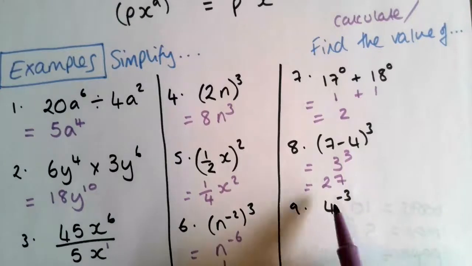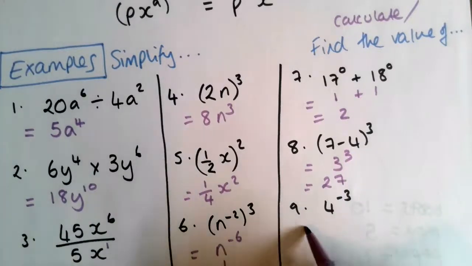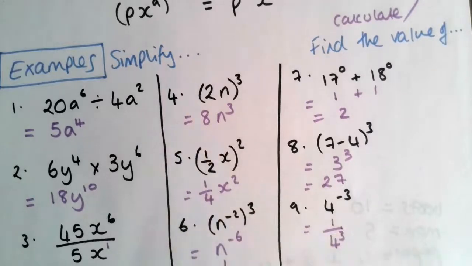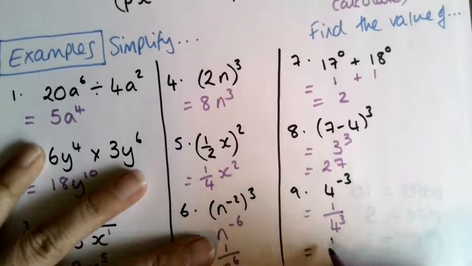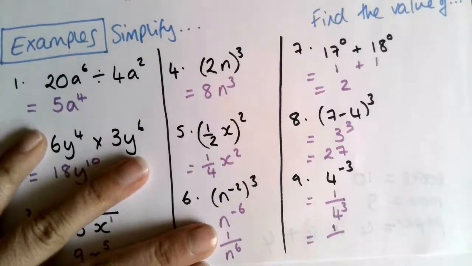And then for number 9, 4 to the power of minus 3, if I rewrite that as 1 over 4 to the power 3, or 1 over 4 cubed, then that's going to be 1 over 4 cubed. 4 times 4 is 16, times 4 is 64. So 1 over 64.